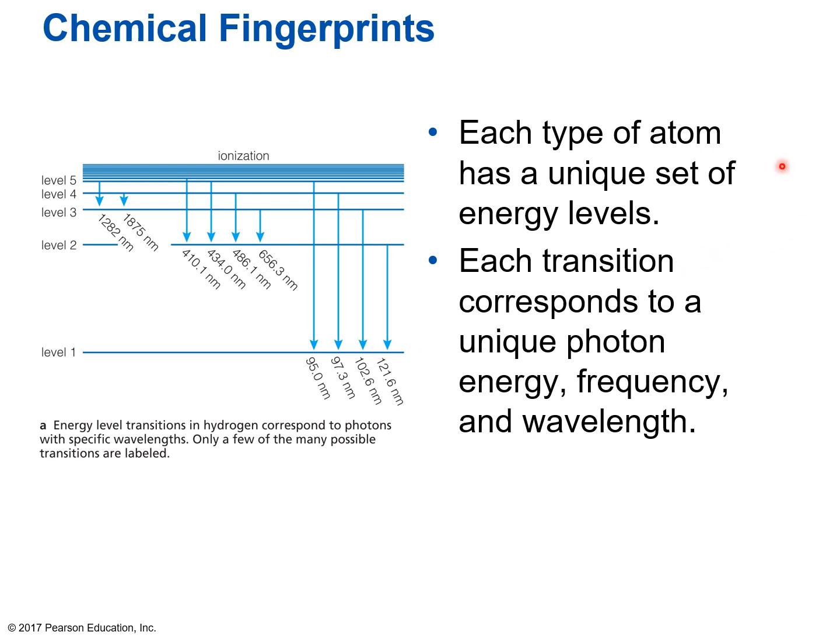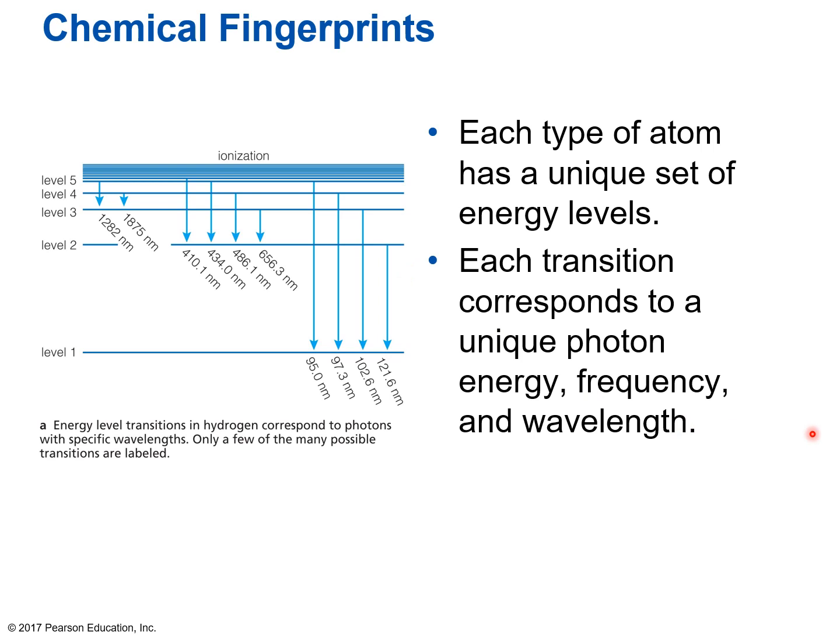Now, each type of atom has a unique set of energy levels. Each transition corresponds to a unique photon energy, frequency, and wavelength. So what this means is that we think of these spectral lines as fingerprints. And there you see the title of the slide, Chemical Fingerprints. Every element has its own unique spectral lines because every element has its own energy levels. And so when the electrons fall from one state to the other, each element will give off its own specific group of frequencies.